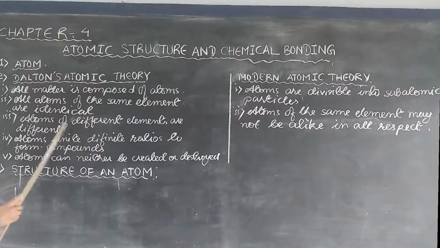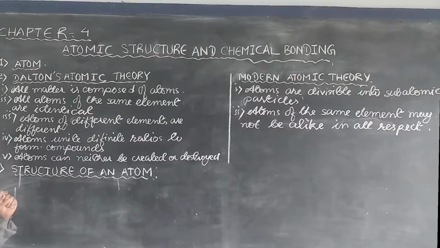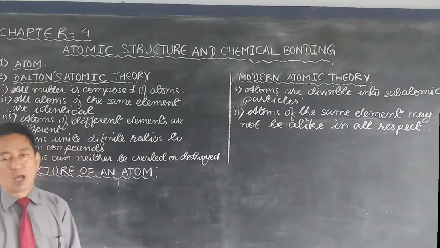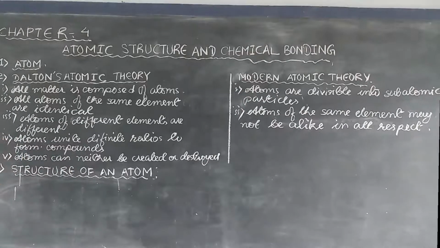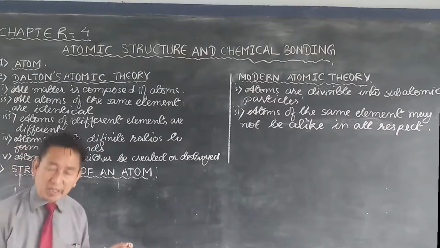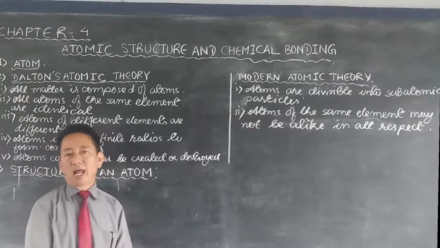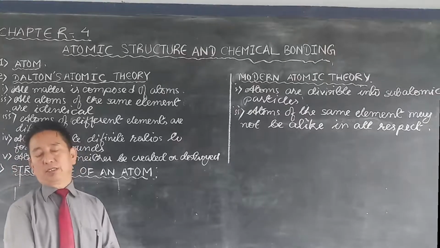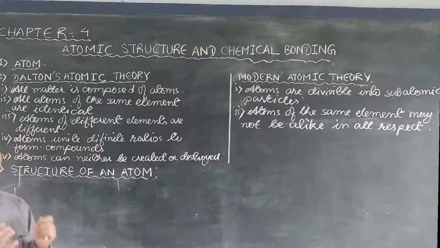Number three, atoms of different elements are different. Number four, atoms unite in a definite ratio to form compounds. When atoms chemically combine in a fixed ratio, they form a compound. Number five, atoms can neither be created nor destroyed. According to his theory, we cannot create or destroy an atom. It means that atoms are indivisible; they cannot be divided further.